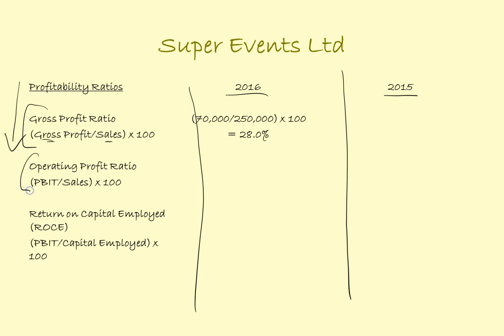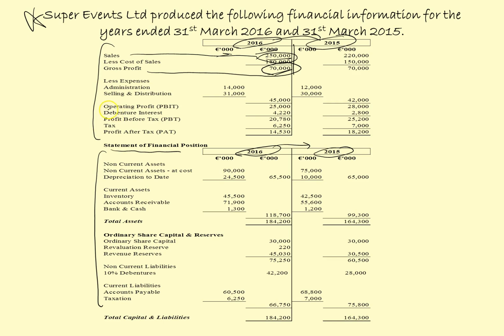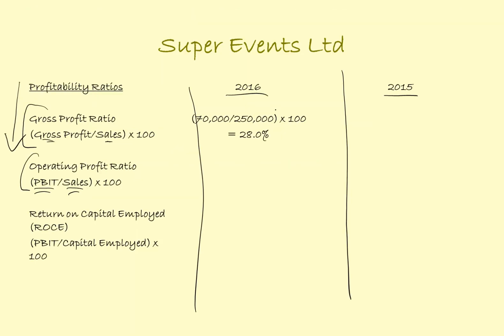Now the operating profit ratio, I need my PBIT, my operating profit, sales, which I've already used, and I'm going to multiply that by 100. So back here, operating profit we can see is here, PBIT, 25,000. So if I go back to my table here, so I have 25,000 divided by 250,000 multiplied by 100, and that gives me 10%. And then finally the return on capital employed.